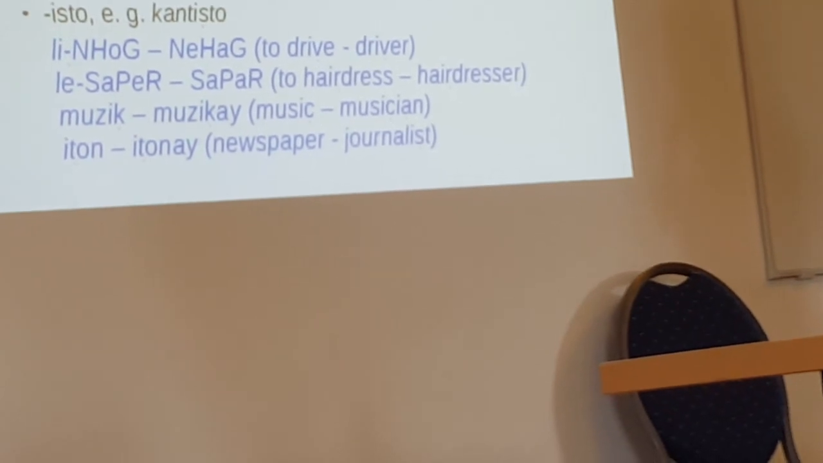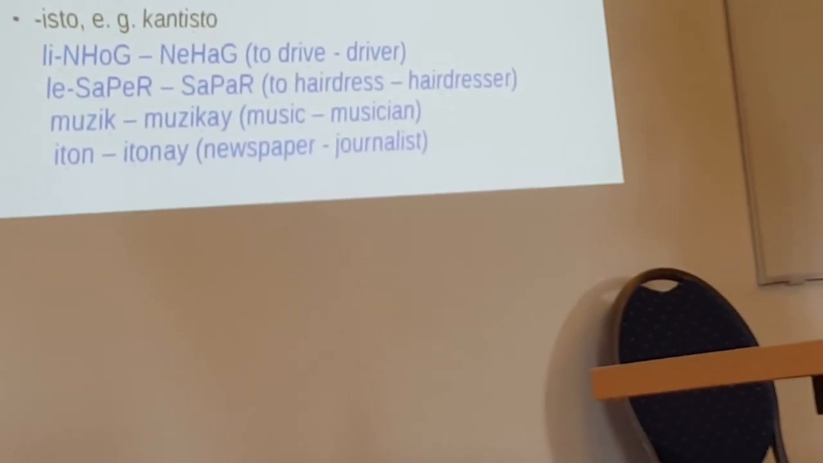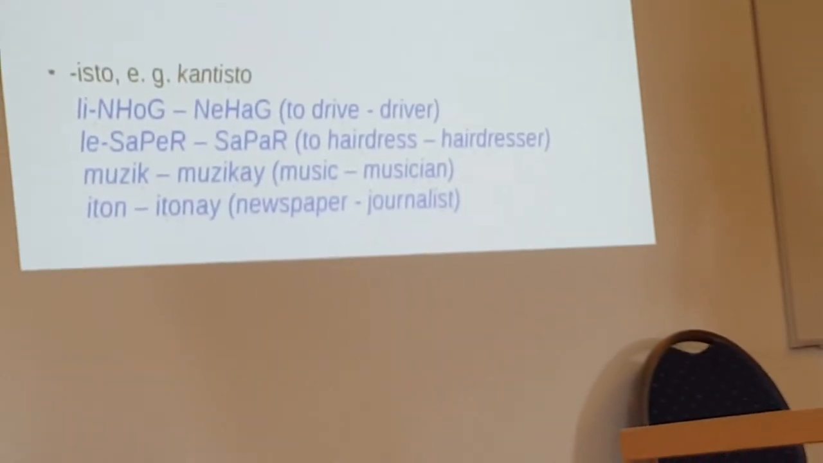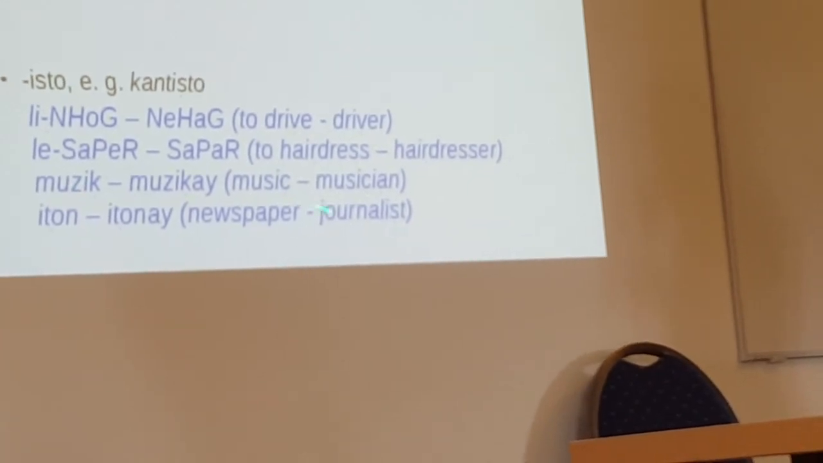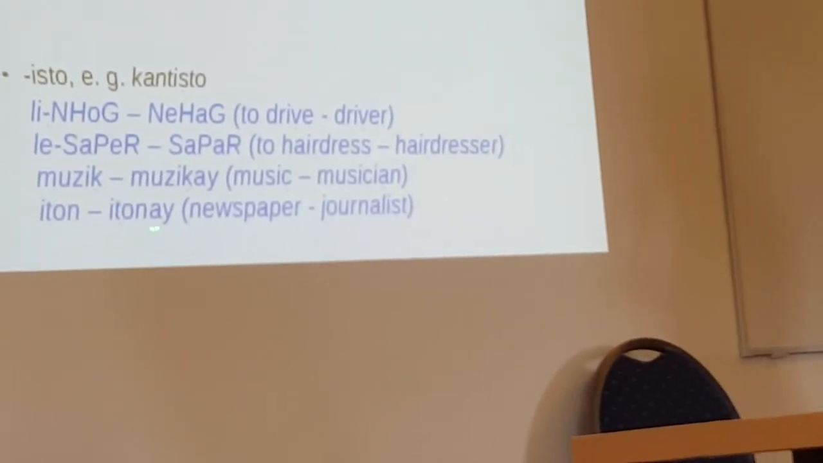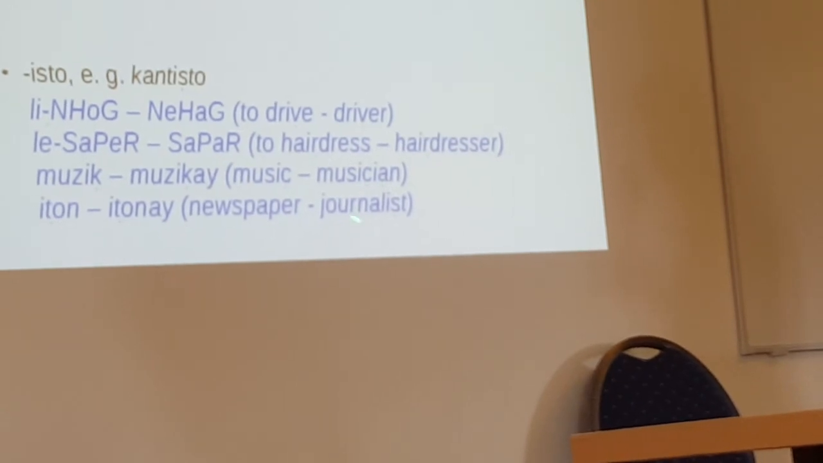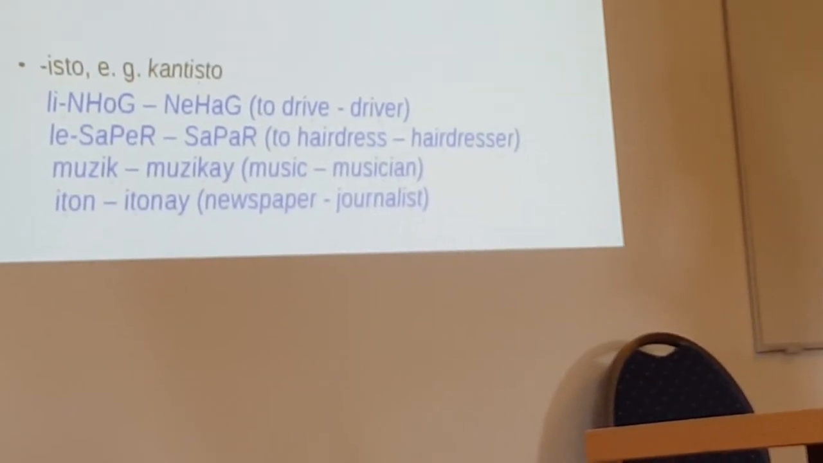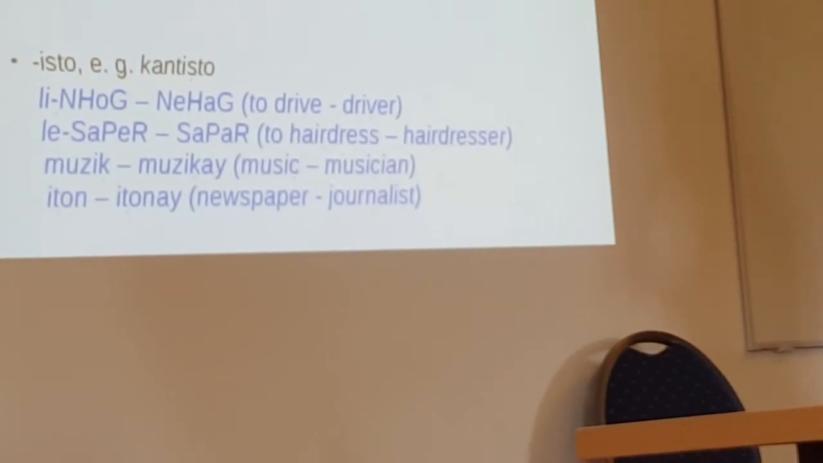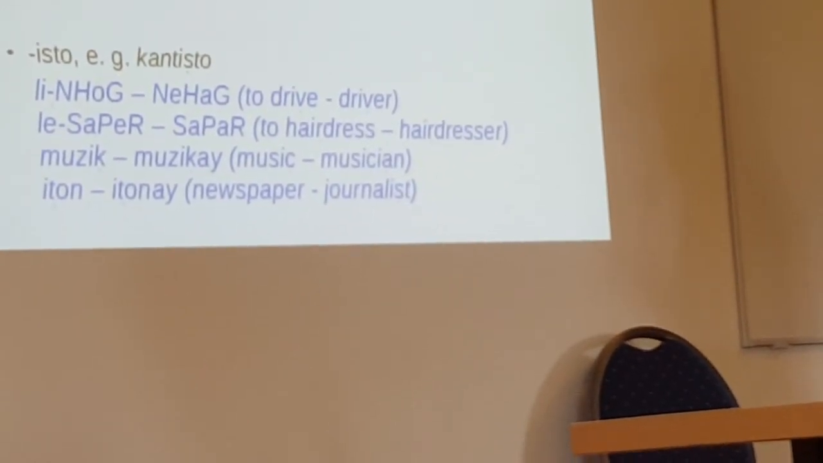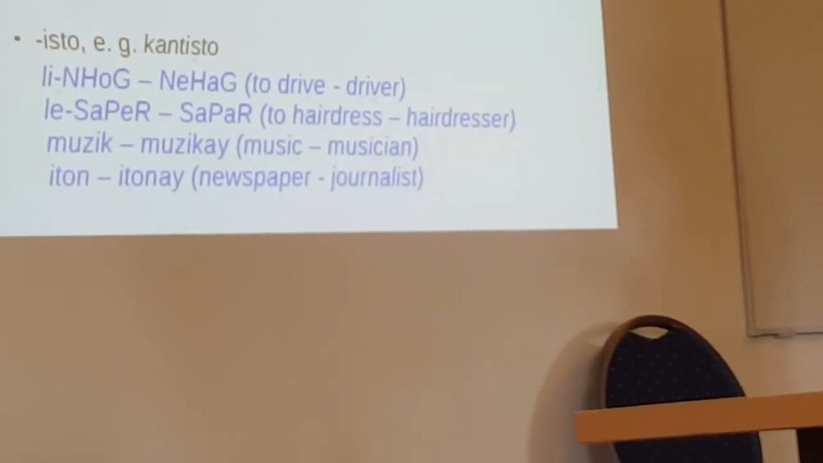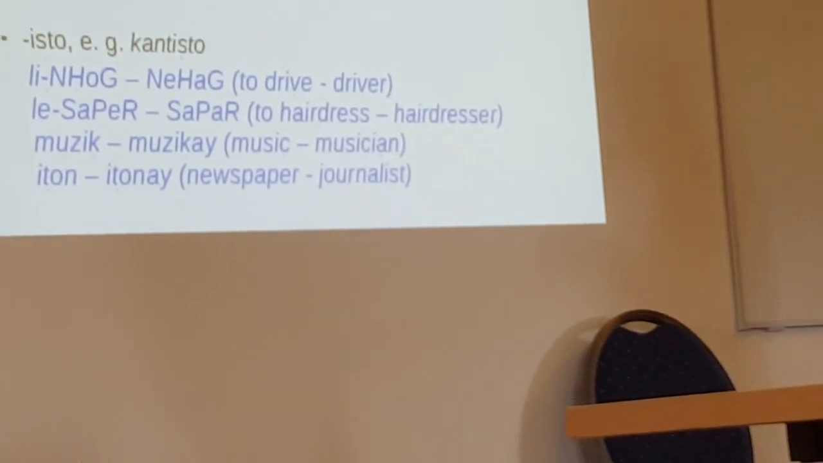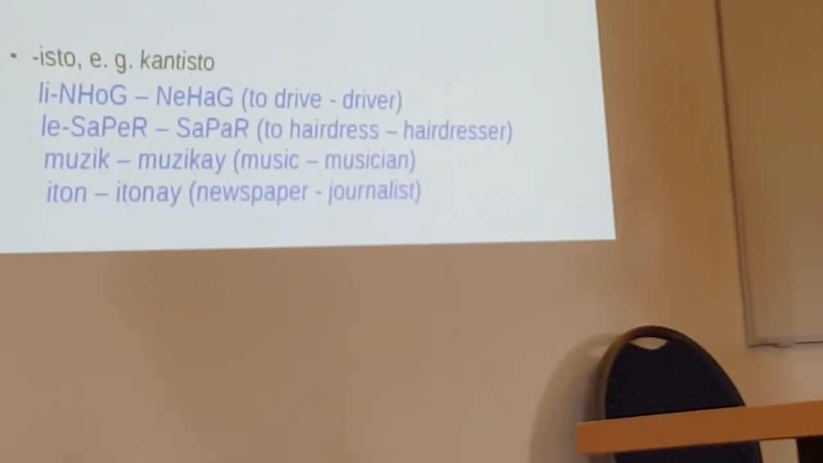Okay, so another thing is you don't necessarily need to do this with verbs, but it can also be with a noun, like musik, musikai, iton, itonai. So based on the word for music, you can make the word for musician. Based on the word for newspaper, you can make the word for a person who professionally works with newspapers, a journalist. And it's the same in Esperanto. With the isto, you can say gazeto is a newspaper, gazetisto can be the journalist, or musico, musikisto, or I don't know, any of the words also work in Esperanto.